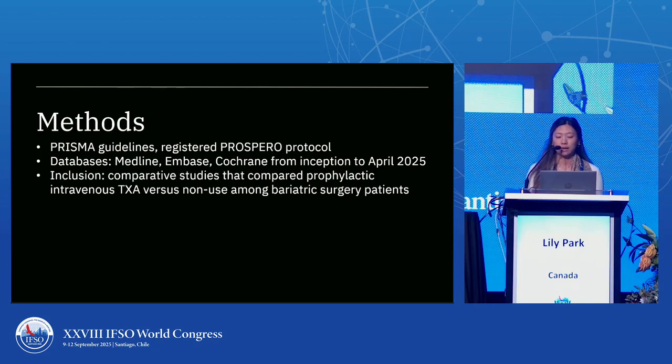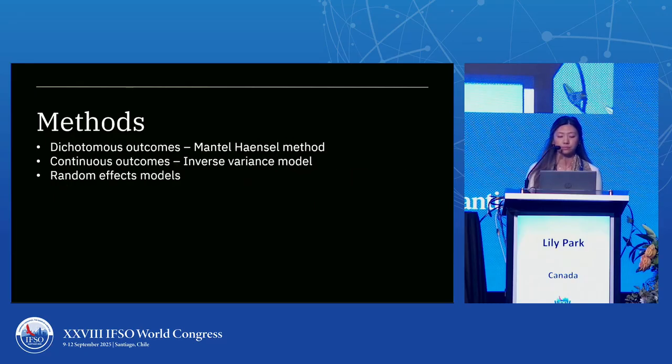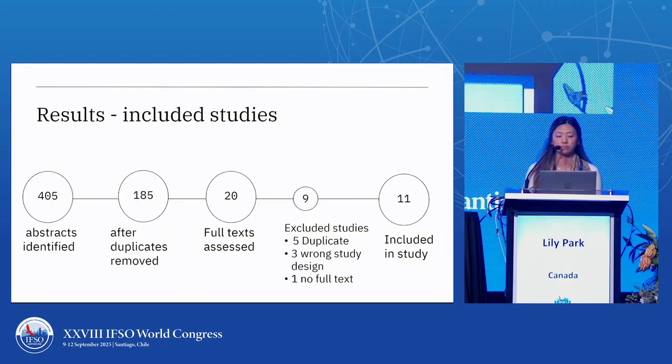We searched the Medline, Embase, and Cochrane databases from inception to April 2025. We included comparative studies that compared prophylactic intravenous TXA use versus non-use of TXA among bariatric surgery patients. Dichotomous and continuous outcomes were evaluated using the Mantel-Haenszel and inverse variance model respectively, and random effects models were used.